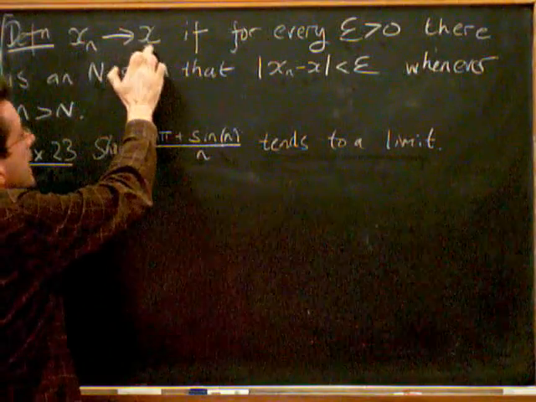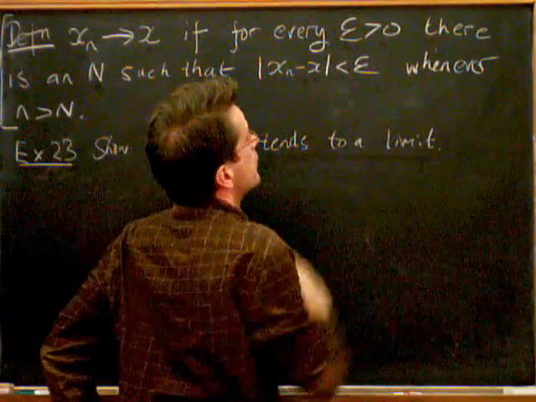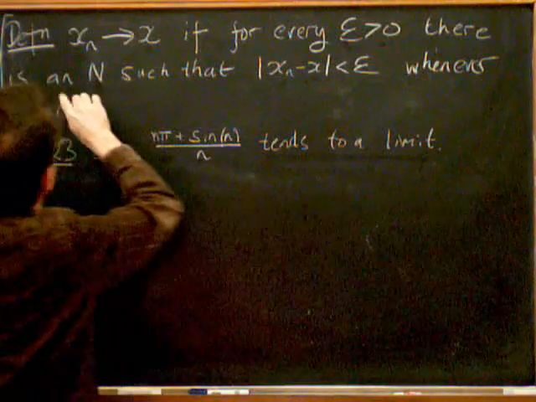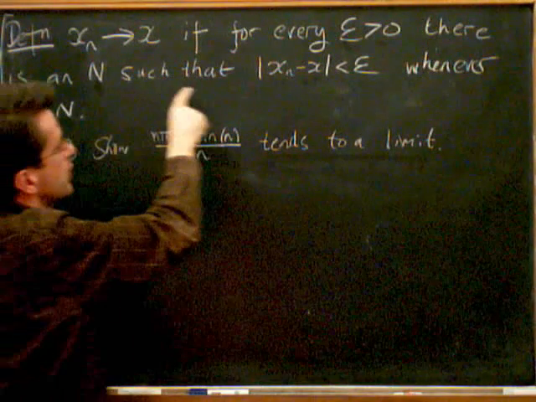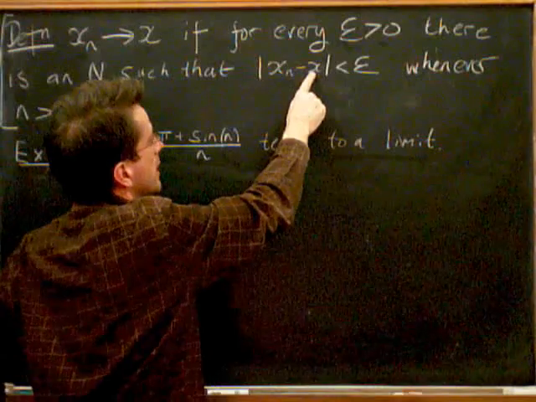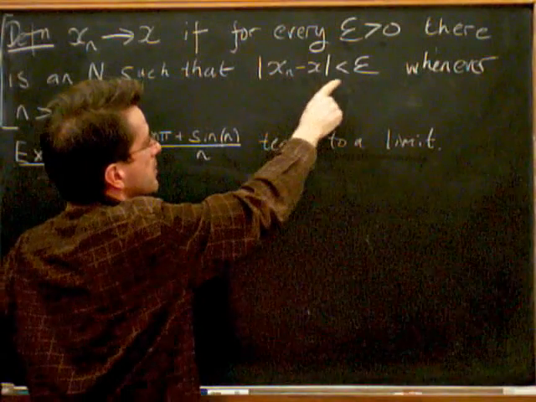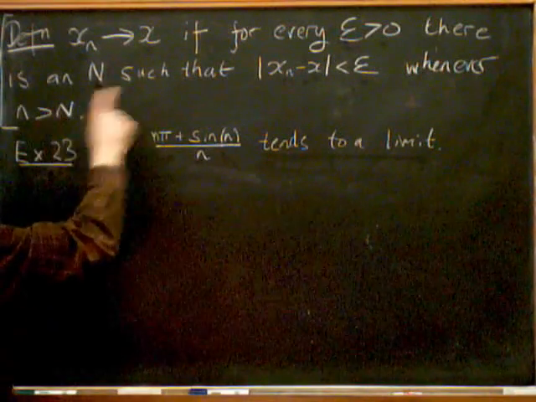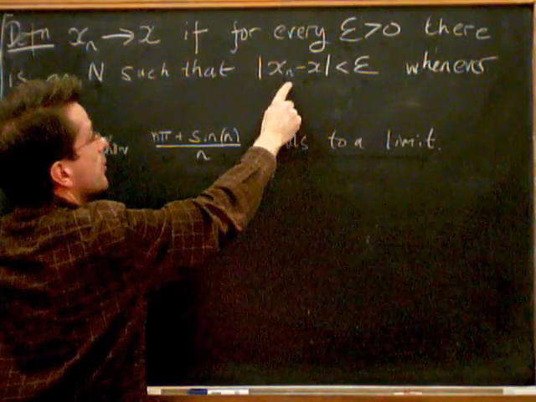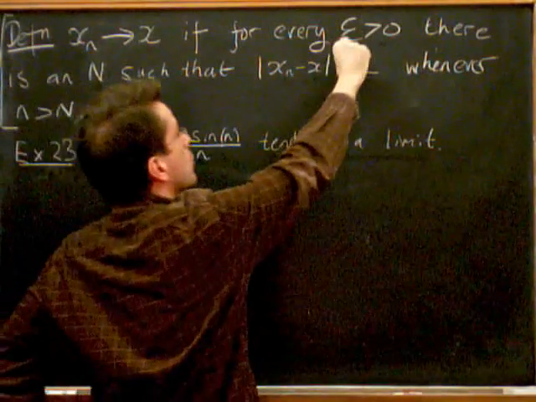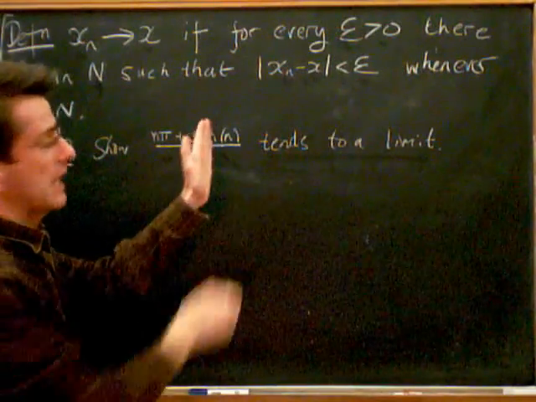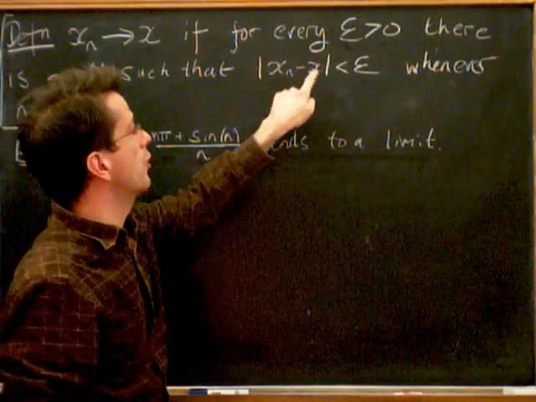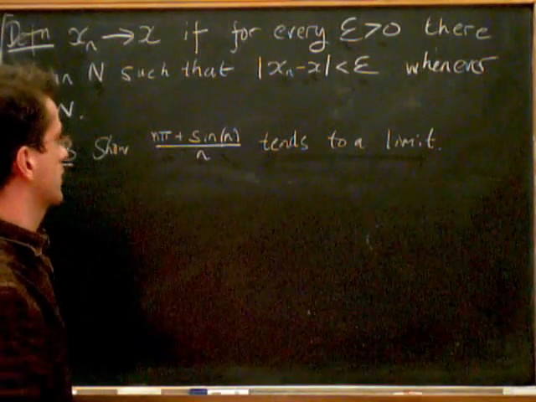xn tends to a limit x if for every epsilon greater than 0, every positive number, possibly a very, very small number, there is a big N such that the difference between xn and the limit, so the nth term and the limit, is very small, less than epsilon, whenever n is bigger than big N, whenever this one is after the big N term. So if you give me a small number, I've got to find a point in the sequence after which all the terms in the sequence are less than epsilon away from this limit. Okay, so how are we going to do it?